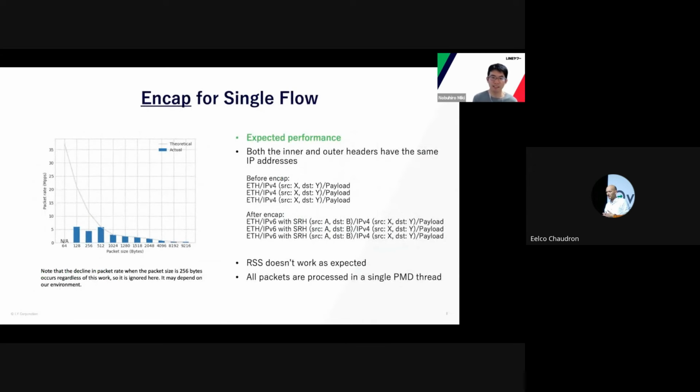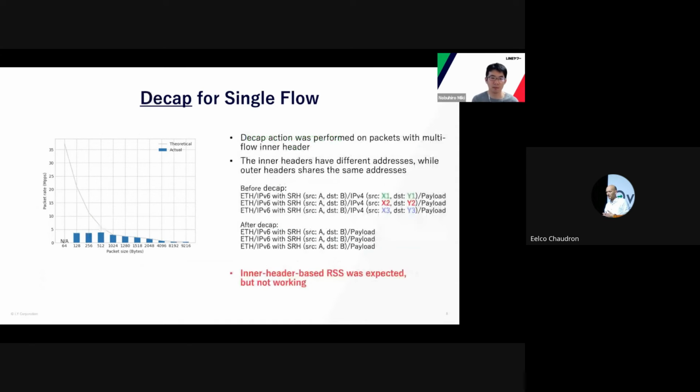On the other hand, the case of single flow showed different performance. Let's start with the encap case. In this scenario, as shown in this figure, both inner and outer headers have the same IP addresses for all packets. So RSS doesn't work, but this is the expected behavior. In other words, this figure shows performance per core.